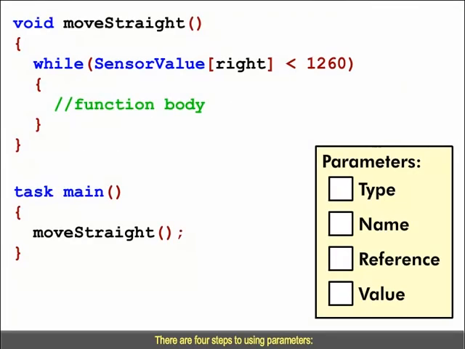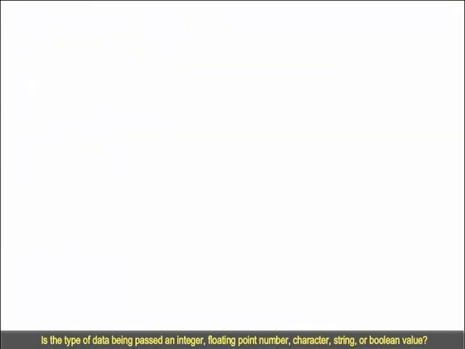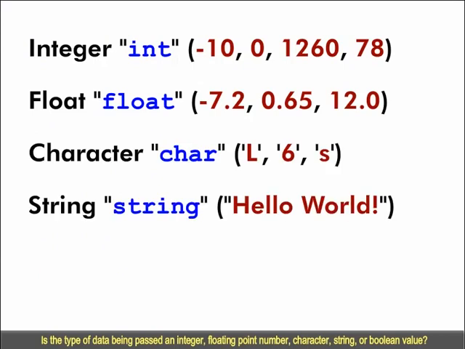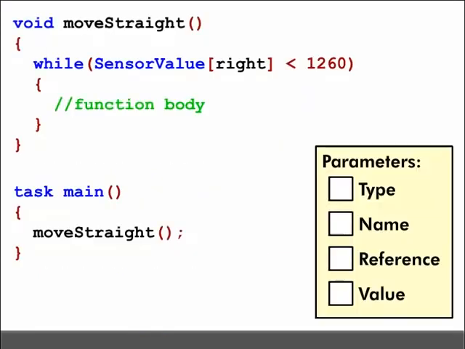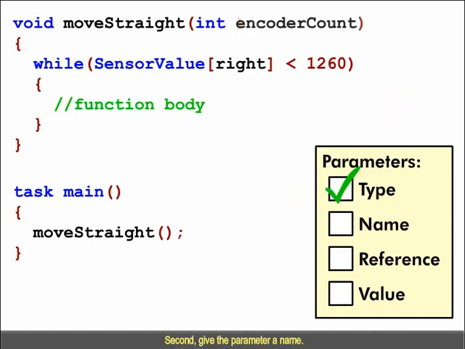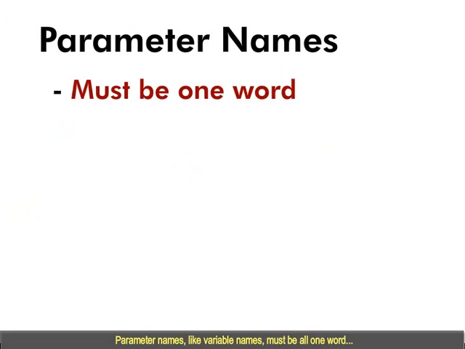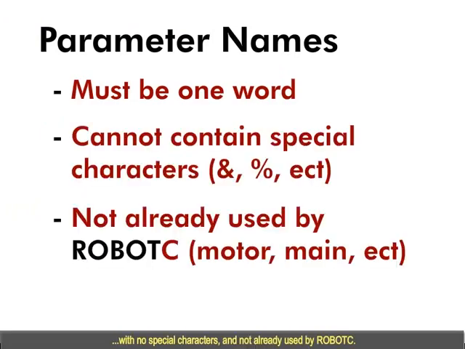There are 4 steps to using parameters. First, decide the type of data the parameter will hold. Is the type of data being passed an integer, floating point number, character, string, or Boolean value? Second, give the parameter a name. Parameter names, like variable names, must be all one word, with no special characters, and not already used by Robot C.